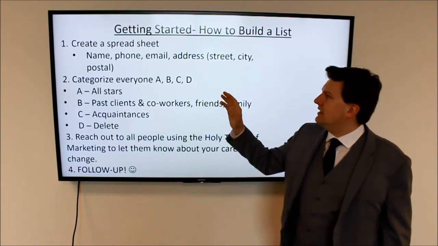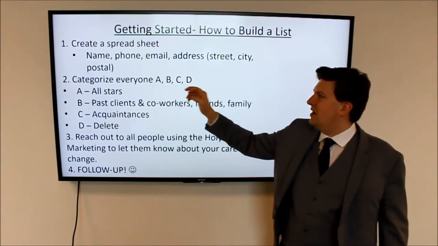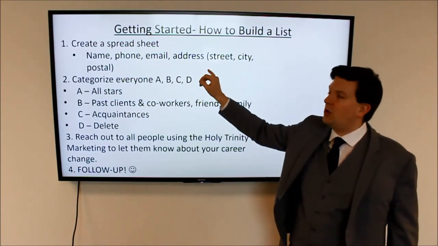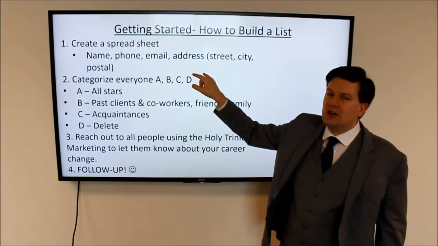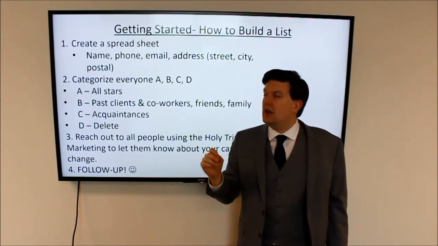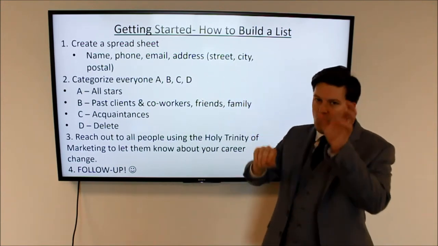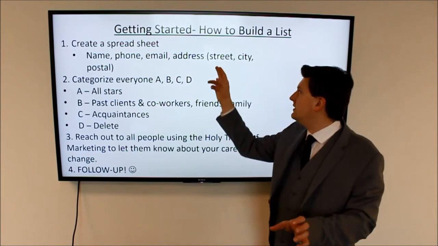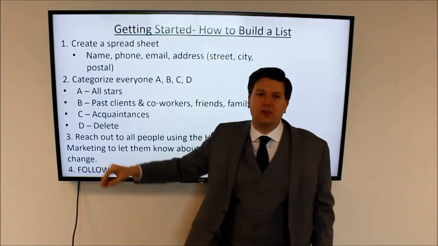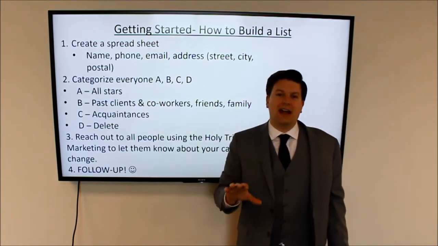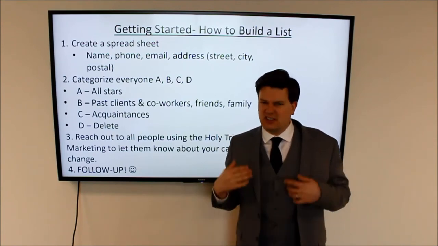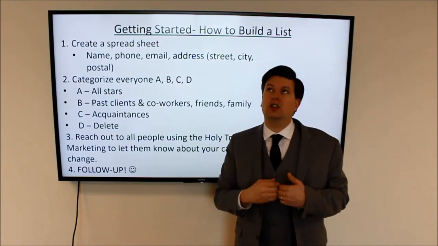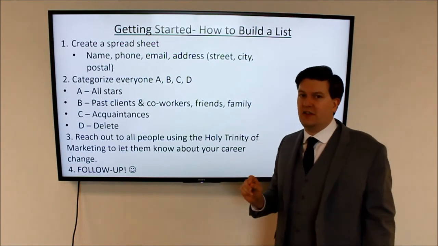Create a spreadsheet with all the basic information: name, phone number, email, address, the Holy Trinity of marketing. When you do the address, make sure for the future to break that address up into columns: one is going to be the street, one the city, one the postal code. This is going to make it easier for you to import that into a future CRM program. Just think about next steps. It's always good to think ahead when you're building something for yourself today.